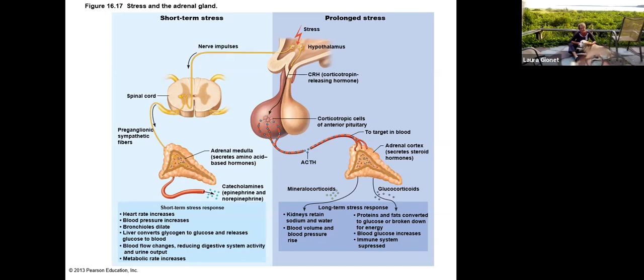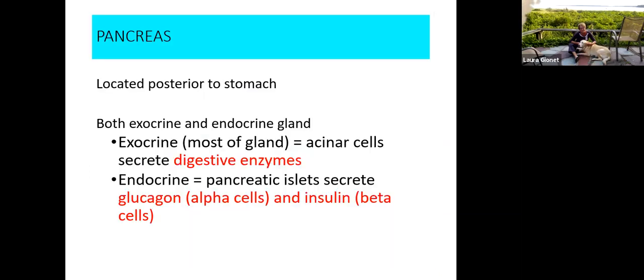We will look at it again in more detail. Antidiuretic hormone and aldosterone again, for like the third or fourth time, when we get to the urinary system.